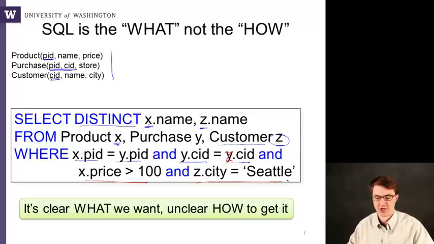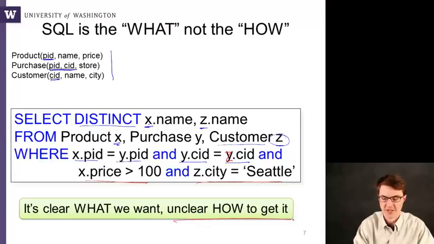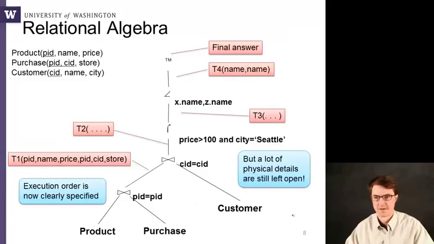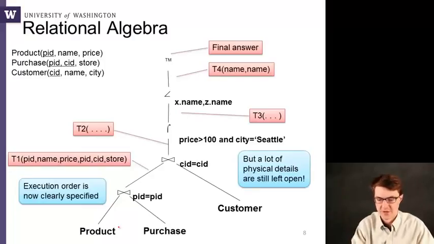Okay, so it's clear what we want, but it's unclear how to get it. It's kind of a complicated query. So translating this into relational algebra, we have this. At the bottom we have product and purchase, and now we do this join where we say, for every product, find me the corresponding records in purchase. Then we do another join. For every record in the result of this join, find me the corresponding records in customer, right?